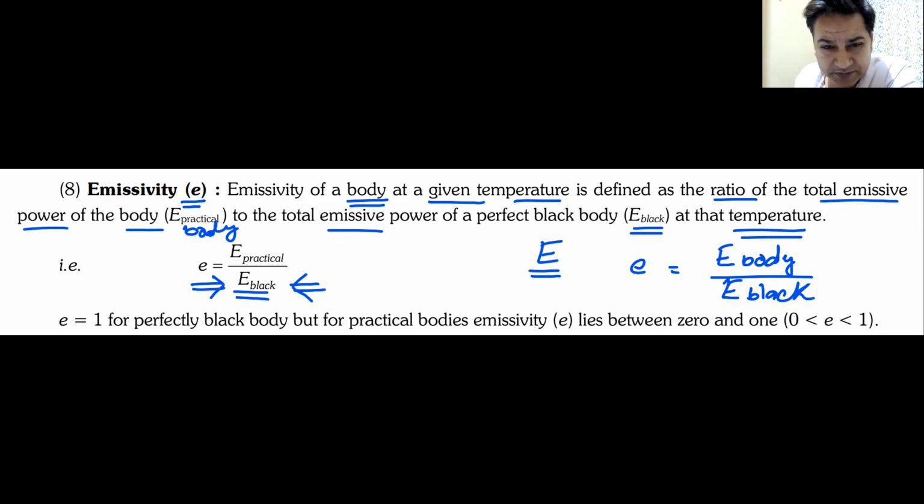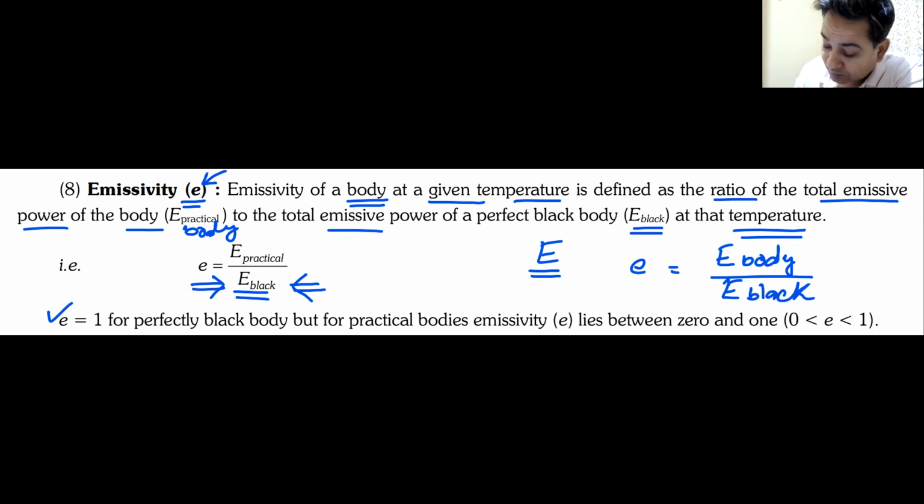The difference between emissivity, which is small e, and emissive power, which is capital E. Remember, this chapter is all about understanding definitions. If you understand definitions, you would be able to solve problems. And we'll see the problems are pretty simple once you understand the definitions. Have you done this? Yes, sir.